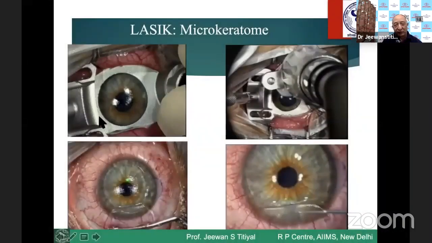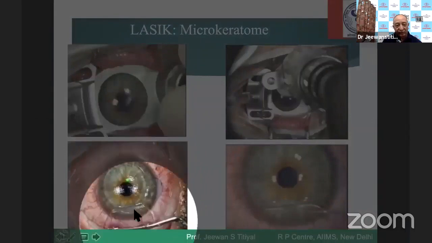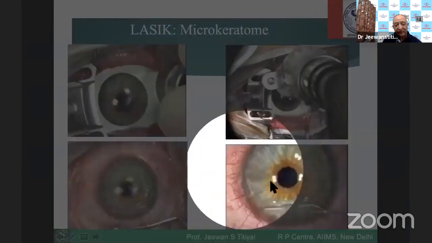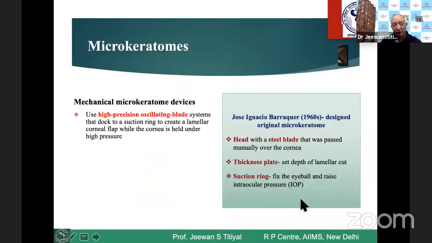And when the microkeratome runs onto the cornea, it has a smooth cut. Once you have a complete cut, you can lift the flap. This is a super hinged flap you can see here. Laser ablation done and the flap is replaced back. So this is a simple procedure which was being done, is still being done by many people using microkeratome as such. Which are the various microkeratomes being used in the past?